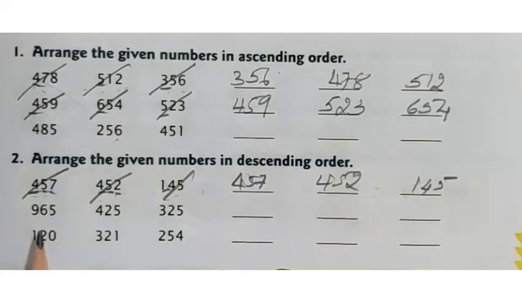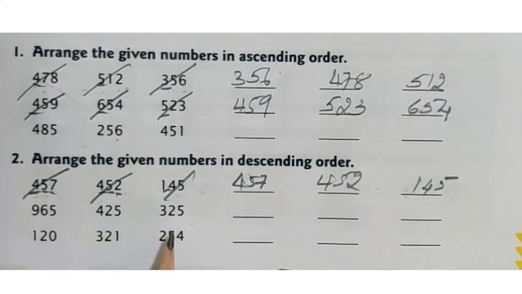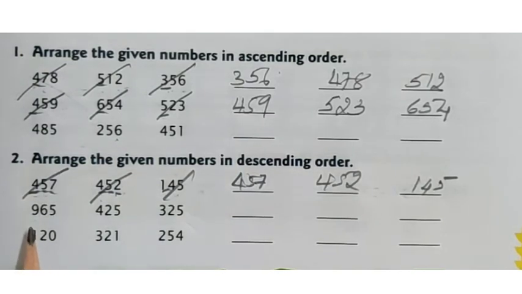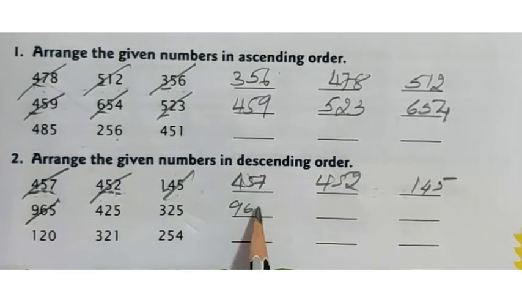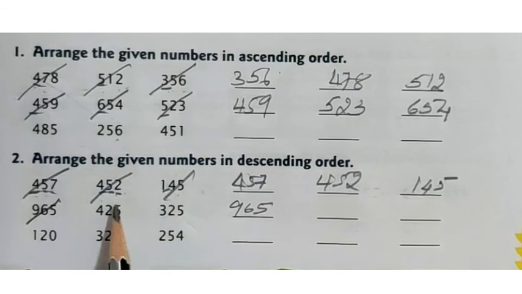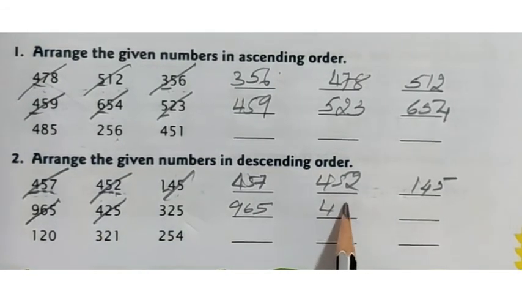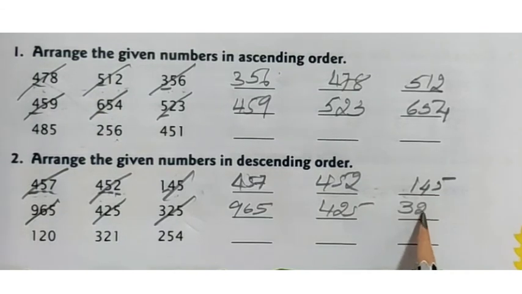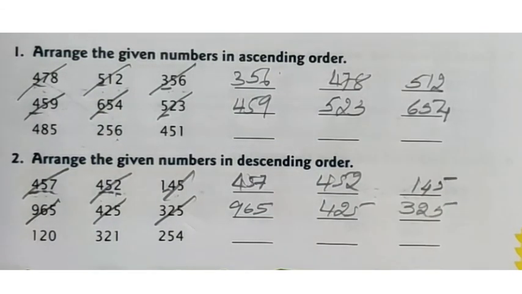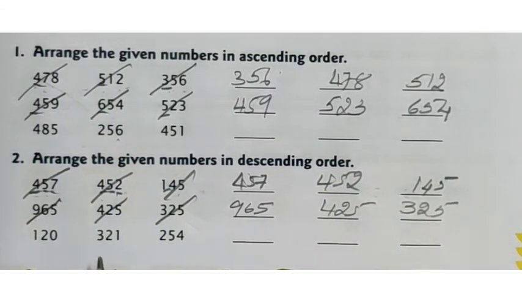Let's move on to the second question. The numbers given are 965, 425 and 325. Here compare the hundreds place: 9, 4 and 3. Now which is the big digit? 965 is biggest. Next comes 425. Next is 325. Now the next sum you try, children.